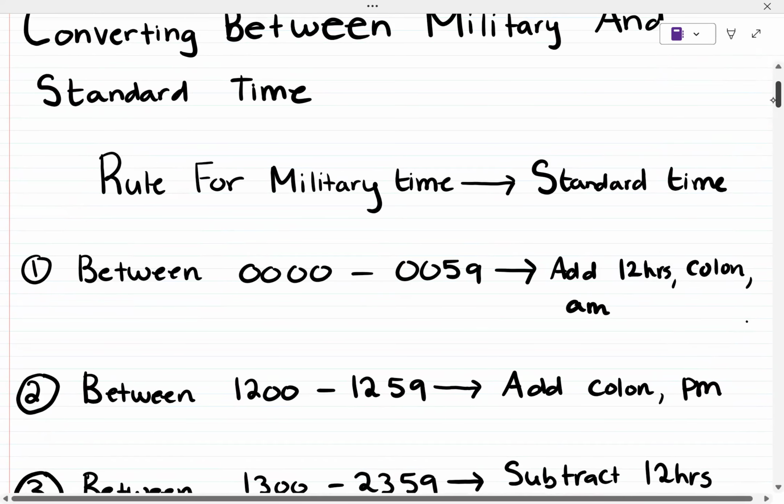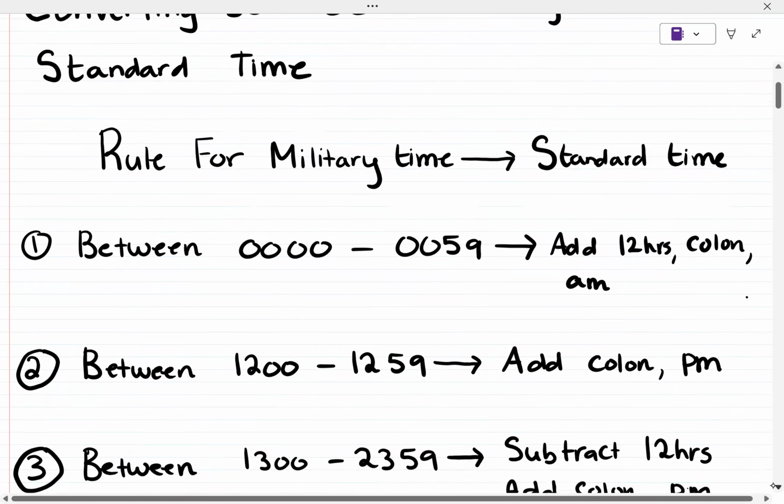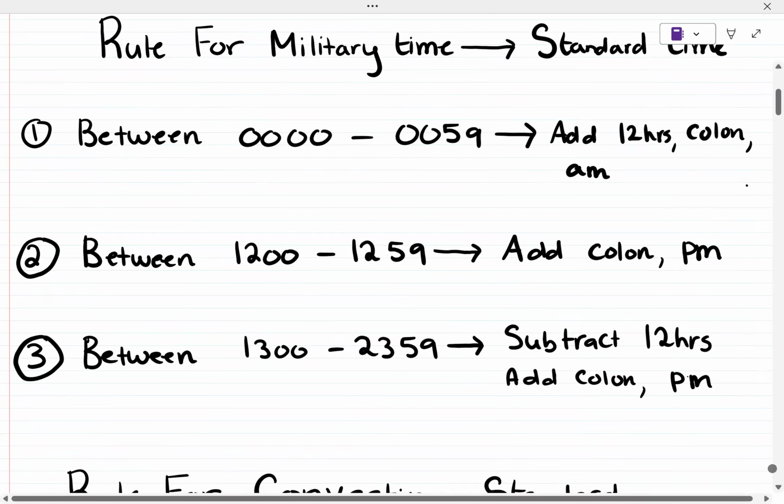If your military time is between 0000 and 0059, you add 12 hours, a colon, and an AM. If your military time is between 1200 and 1259, add a colon and then a PM. If your military time is between 1300 and 2359, subtract 12 hours, add a colon, and then a PM.